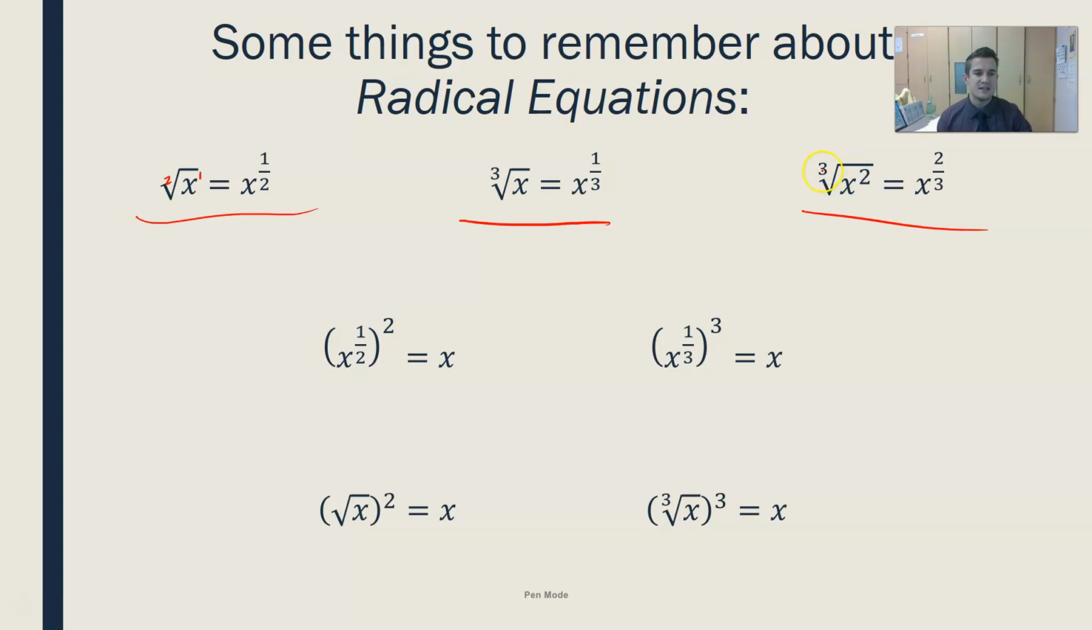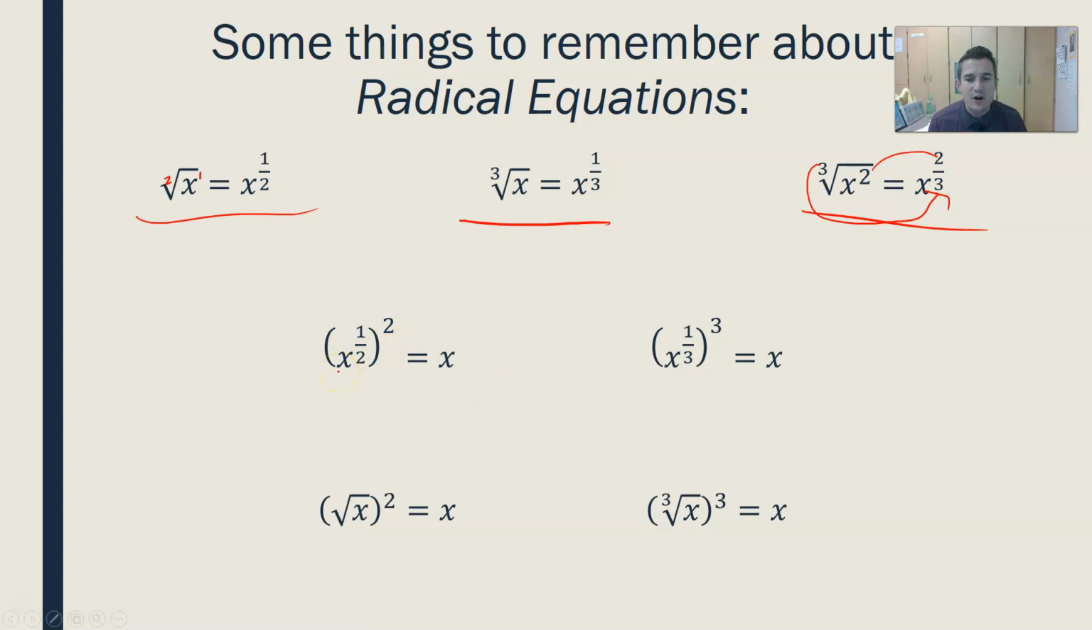And then something like this, the cube root of x squared: this number goes in the top, this number goes in the bottom. The cube root of x squared is x to the power of 2/3. So just some different ways to be able to write these radical expressions. If you have the radical symbol, you can also write that as a fraction exponent.